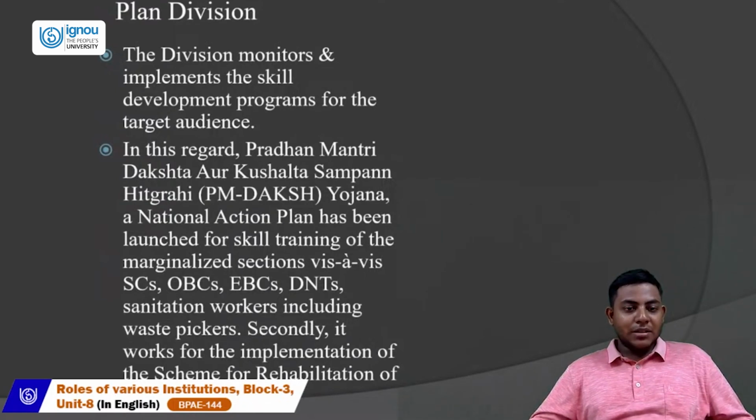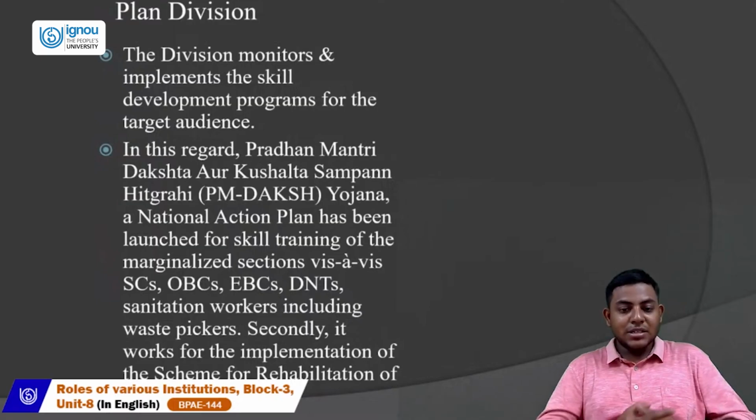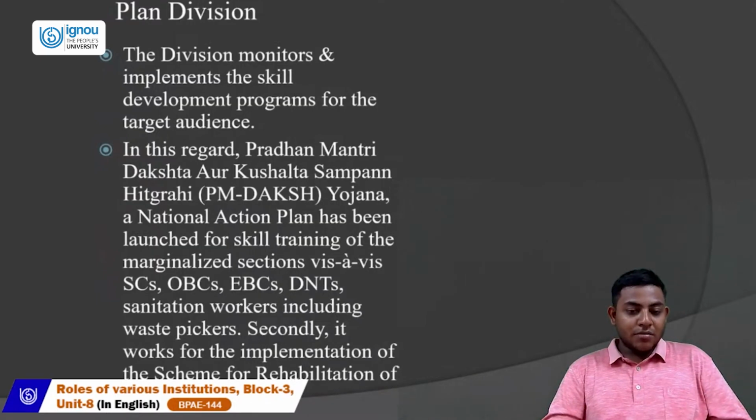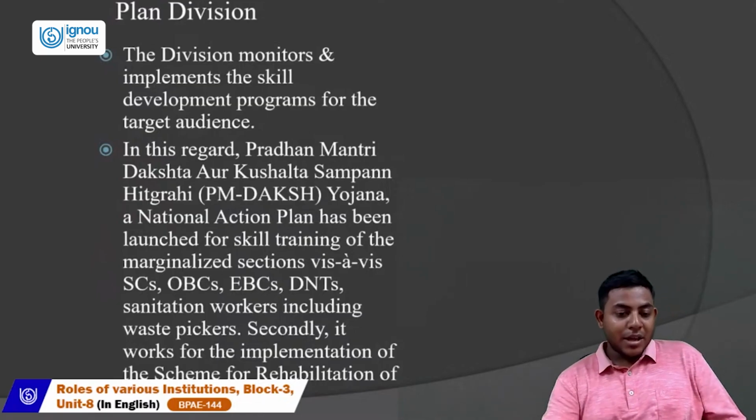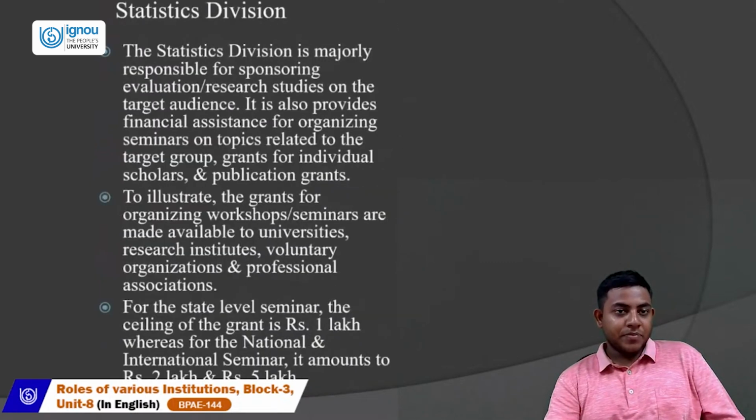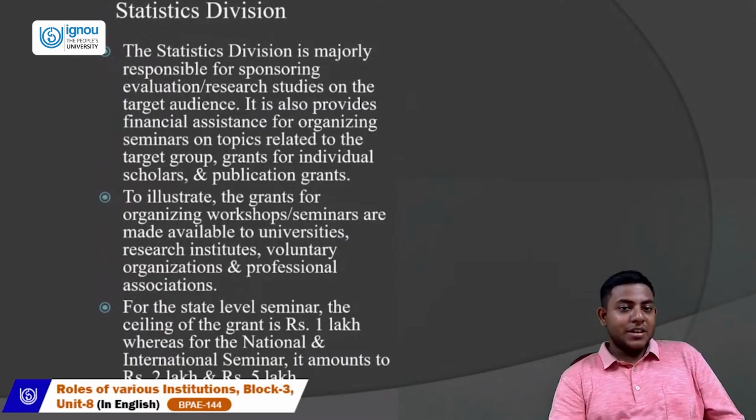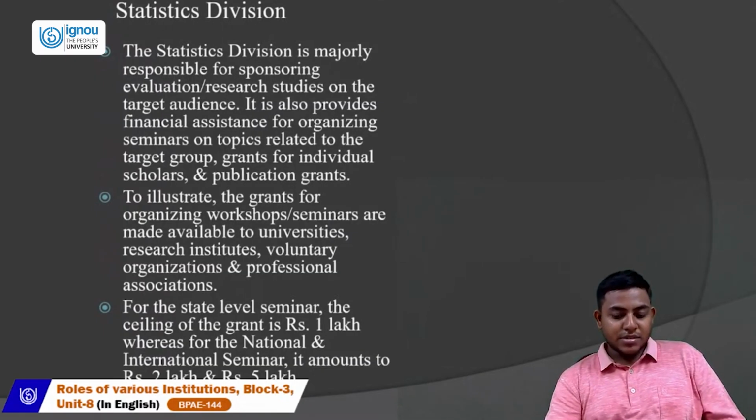In this regard, the Pradhan Mantri Dakshata or Kushalta Sampann Hitgrahi PM Daksh Yojana, a national action plan, has been launched for skill training of the marginalized sections vis-a-vis the scheduled castes, other backward classes, economically backward classes, the denotified tribes, and the sanitation workers, including waste pickers. Secondly, it works for the implementation of the scheme for rehabilitation of manual scavengers. And the statistics division is majorly responsible for sponsoring evaluation research studies on the target audience.